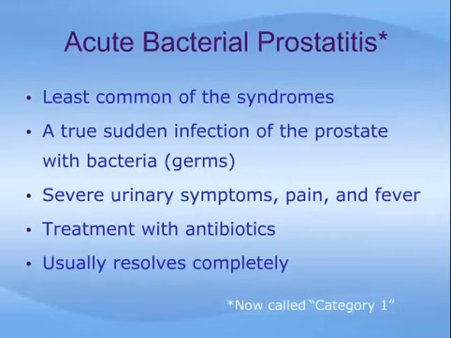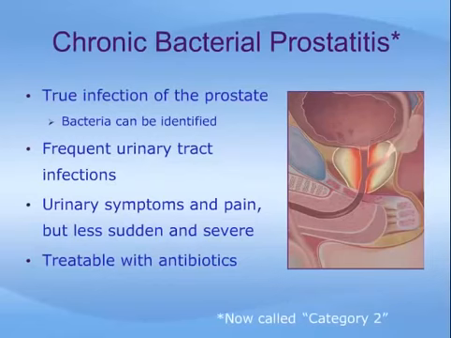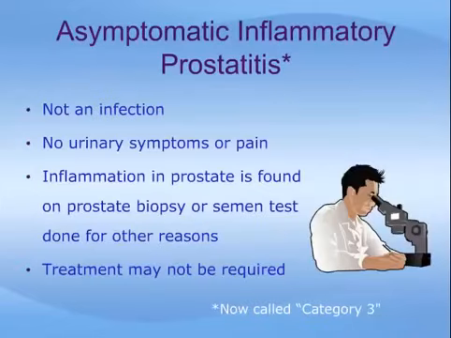resolves completely. Chronic infectious prostatitis, now called Category 2, is also a true infection of the prostate, where bacteria can be identified. It also causes urinary symptoms and pain, but they come on less suddenly and are less severe. This condition is also treatable with antibiotics.